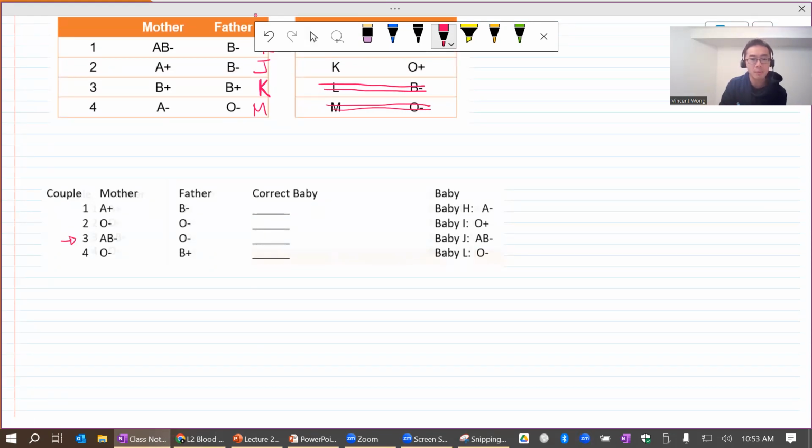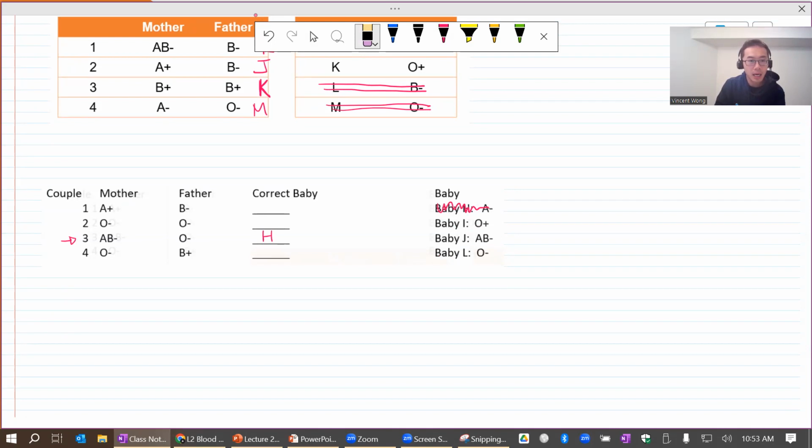Okay, so the mother is AB, the father is O, which means I can automatically reject all of these, right? If the mother is AB, then the baby is not O. If the father is O, then the baby is not AB. So immediately we rejected 3 of them, and there's only 1 to take home. Right? So that's that. So H is gone.